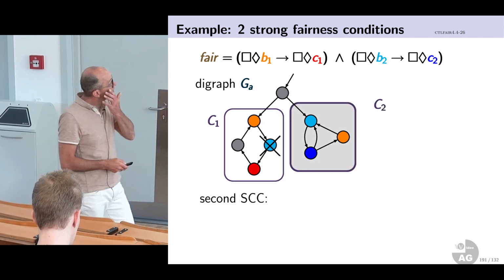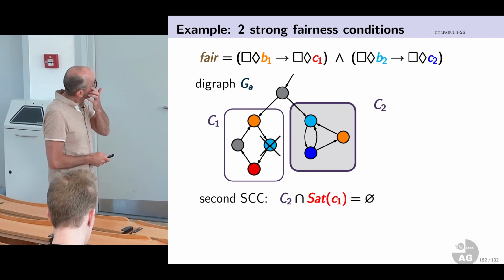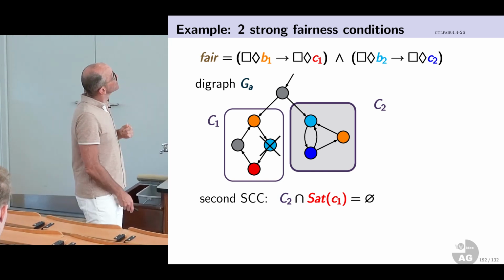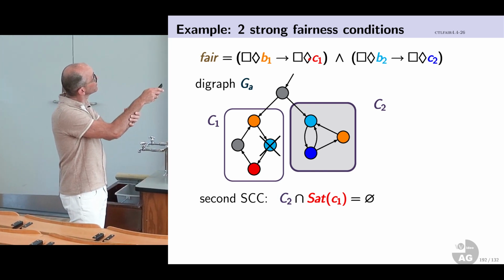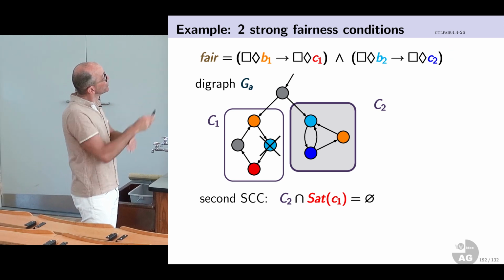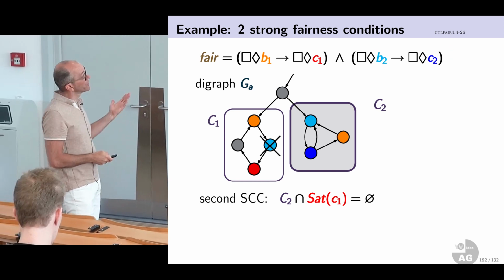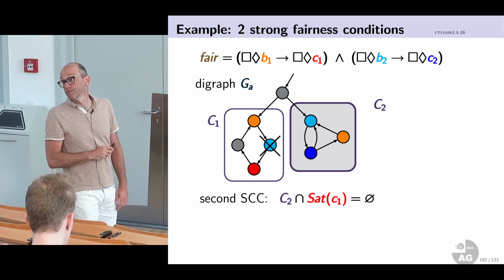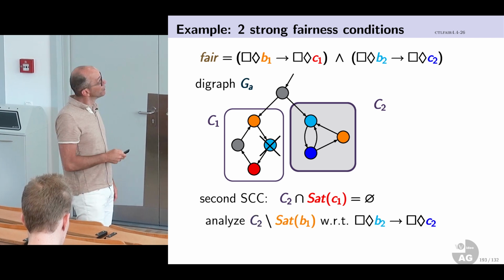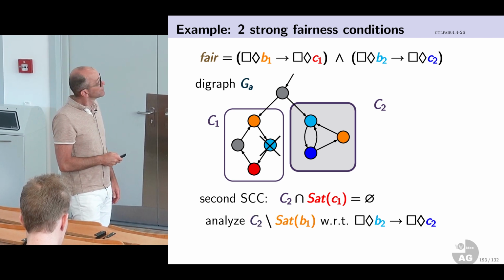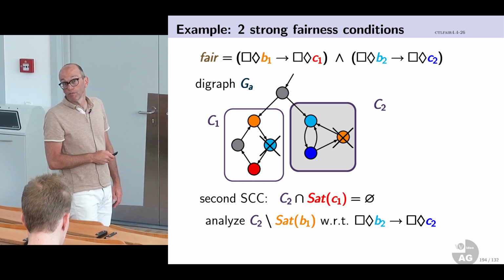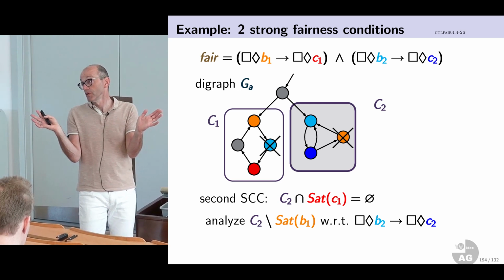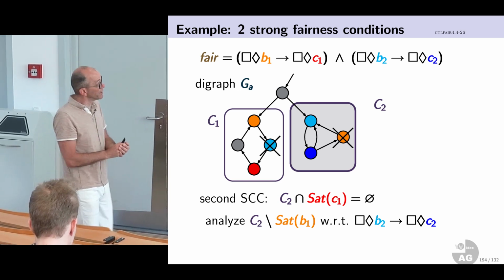So the second SCC, what we can do is the following. It has no red state. Yeah? So it has no red state. And now the only thing we need to do is to check the second condition. Because it has no red state, this is vacuously fulfilled. So the idea is to remove the orange state. That's what we're going to do now. Because we know already that we fulfill the first fairness assumption. So there's no need to look at this orange state anymore.